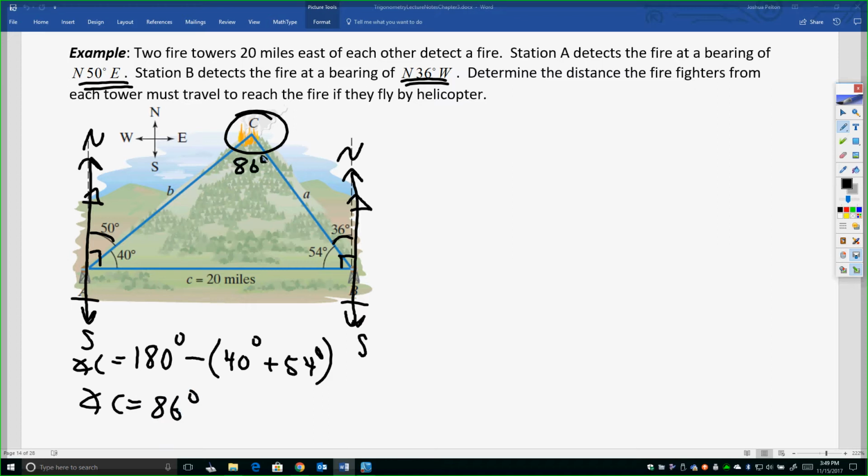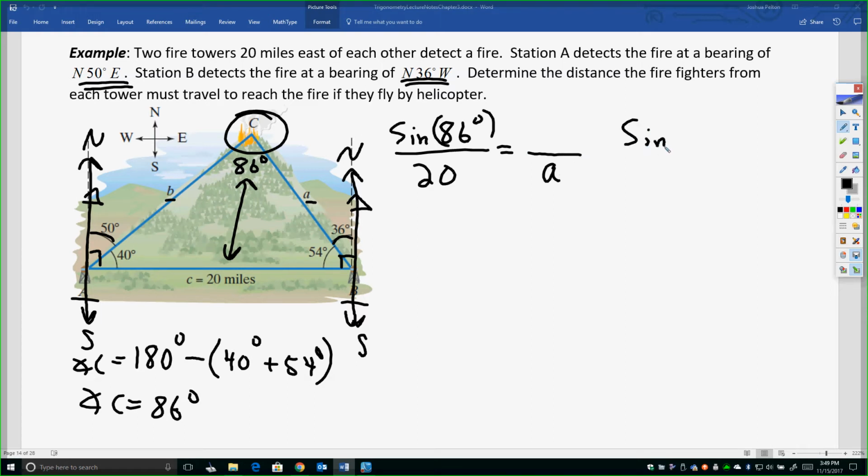Okay? So now I need to figure out the two missing sides here, which are A and B. But the only ratio I know is this ratio, C. That is the only ratio I know. So I have to use that one every time. So the sine of 86 degrees over the 20 has to be compared to the A side and the B side. So I have to compare it to A, and I have to compare it to B.